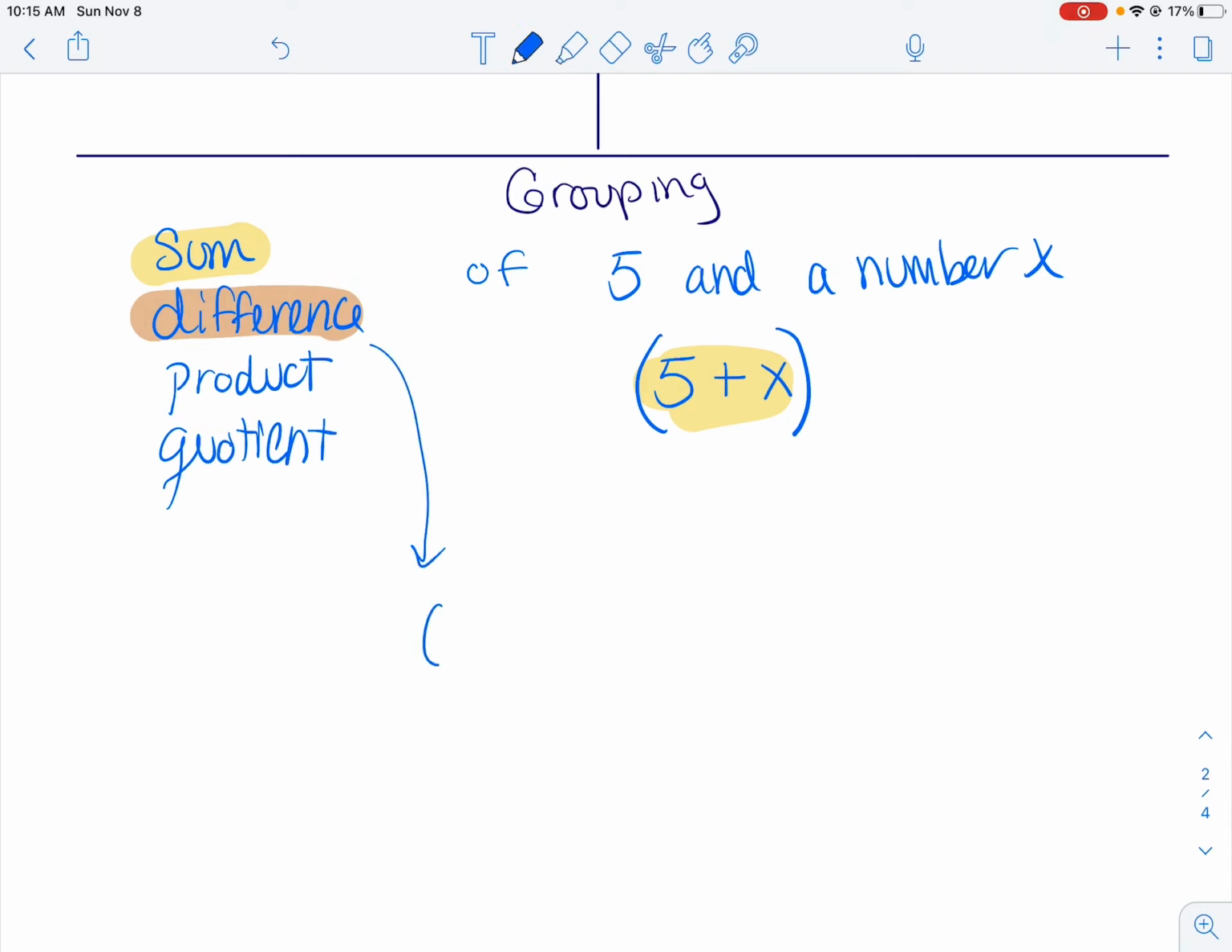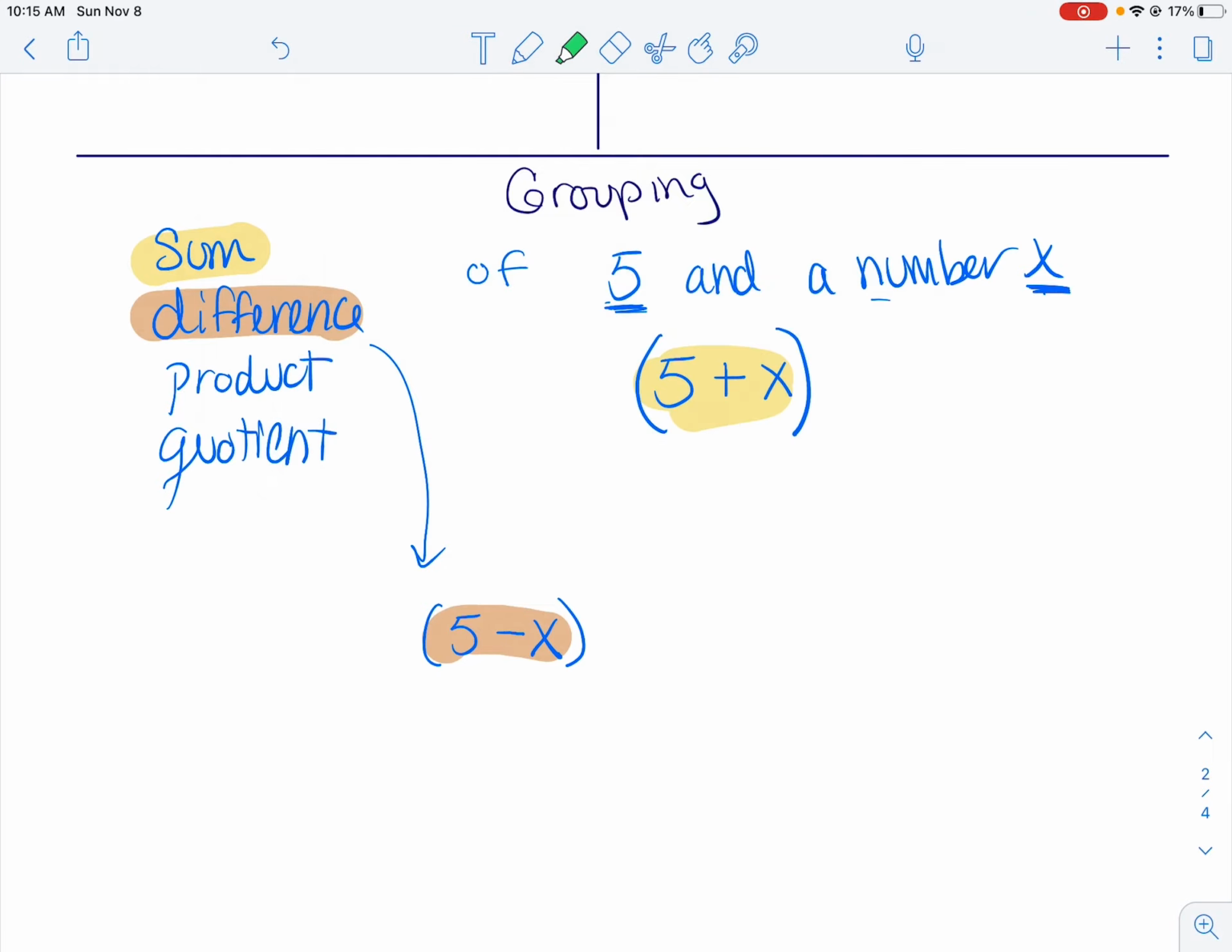Well, then that would look like 5 minus x. When we see the word difference, we want to make sure that we write the values in the order that they show up. So if I say difference of 5 and a number x, 5 would come first and x would come second. And again, it's the answer to that. So it's the outcome of 5 minus x, okay?